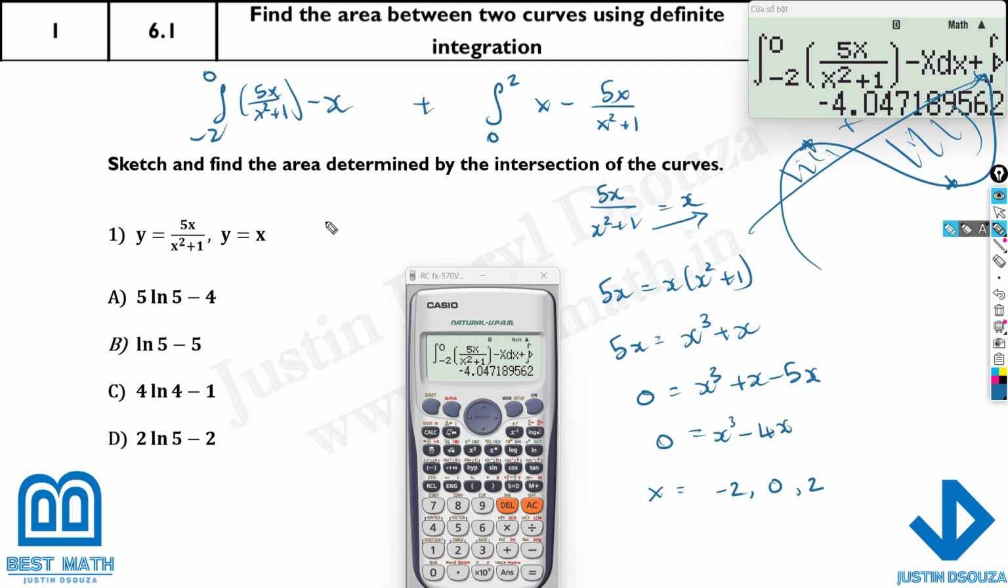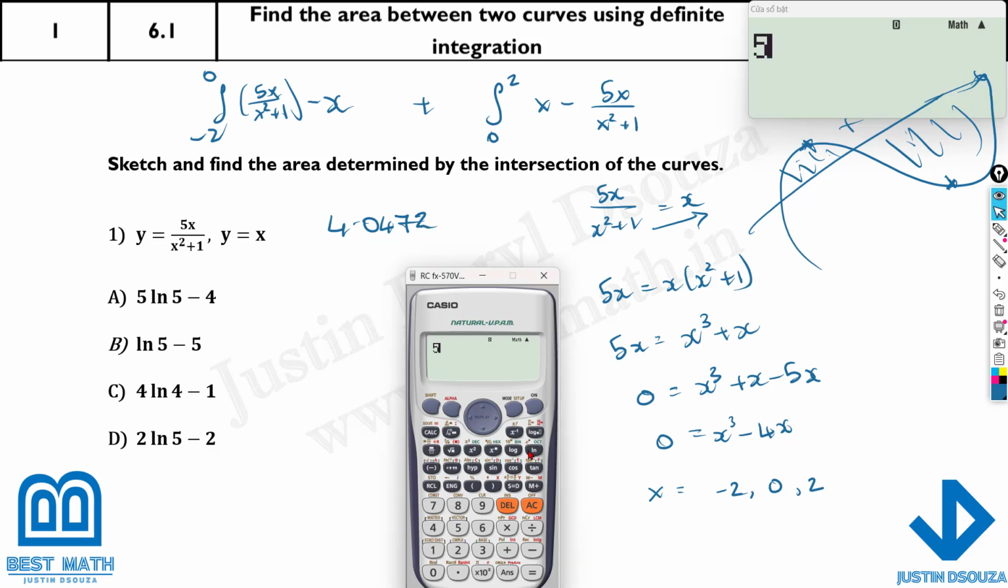4.047 must be the correct answer. 4.0471, it'll be 72. Now what next? Over here, I will have to solve each of these options and see which is the correct one. So let me try this. Oh, we are very lucky, it's the first answer. That's it. That's the correct one. But I'll show you the other ones are wrong.